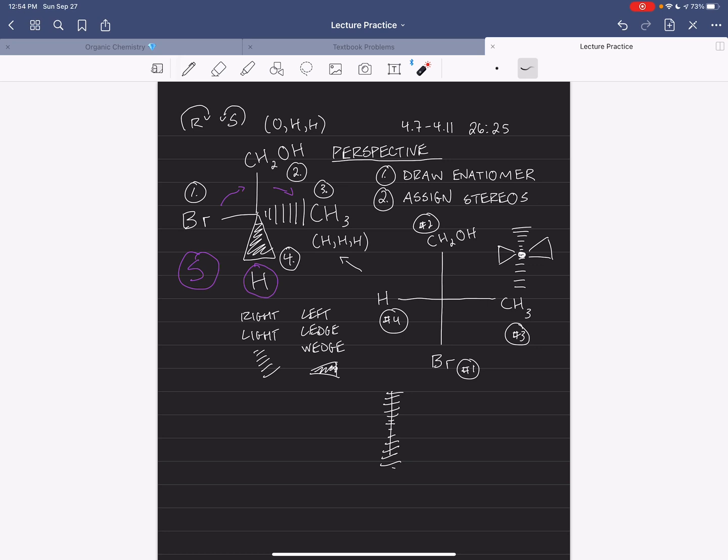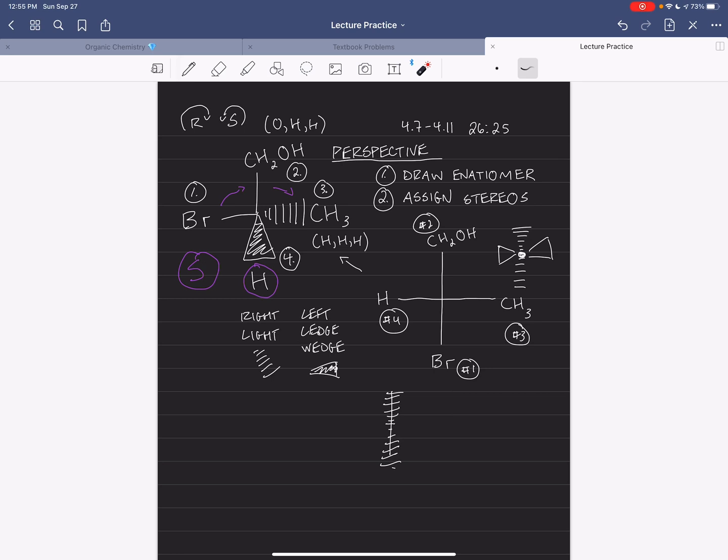I'm going to first draw this CH2OH here and bromine at the bottom. The one on the solid wedge goes to the left, and the one on the dashed wedge goes to the right. So far, this is the correct representation. Maybe I screwed my rankings up. Let's find out the stereochemistry, the designation for the chiral center. This is the chiral center.